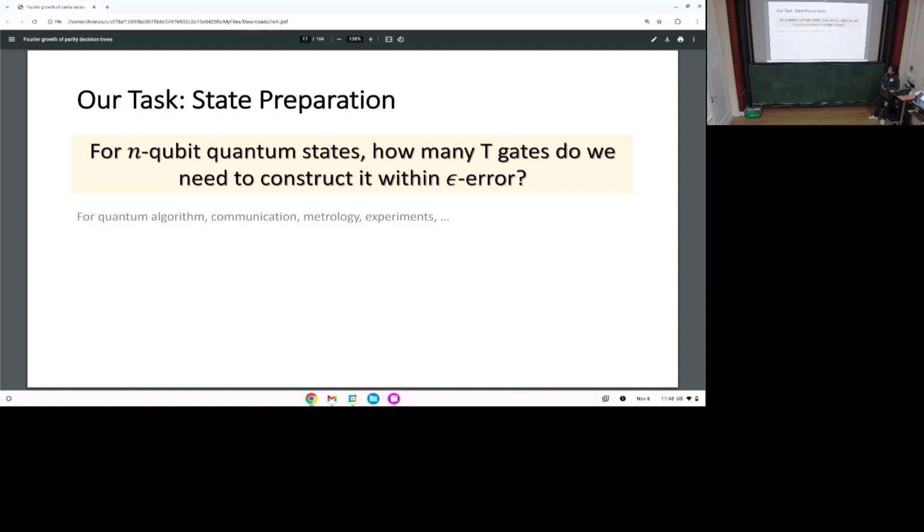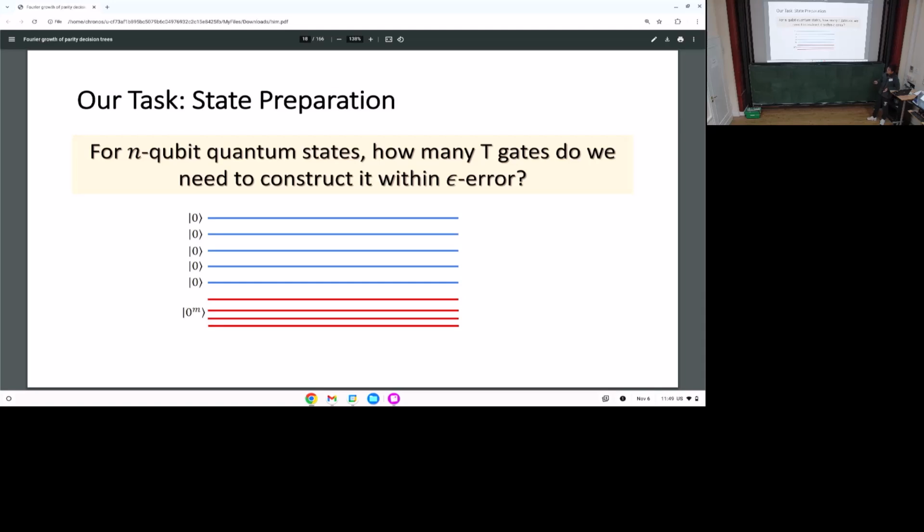Okay, so the next thing is about state preparation. What is the problem that we want to study? You are given an n-qubit quantum state explicitly, and you want to encode it in a quantum circuit with these Clifford plus T gates. How many T gates do we need to construct it within epsilon error in L2 distance, or fidelity or other measures you want? This problem is useful for various quantum algorithms, quantum communication, metrology, and experiments. You want to construct a quantum state.